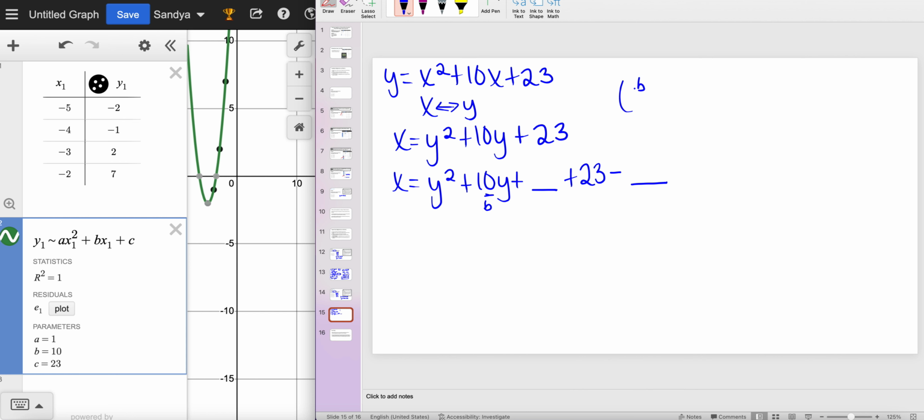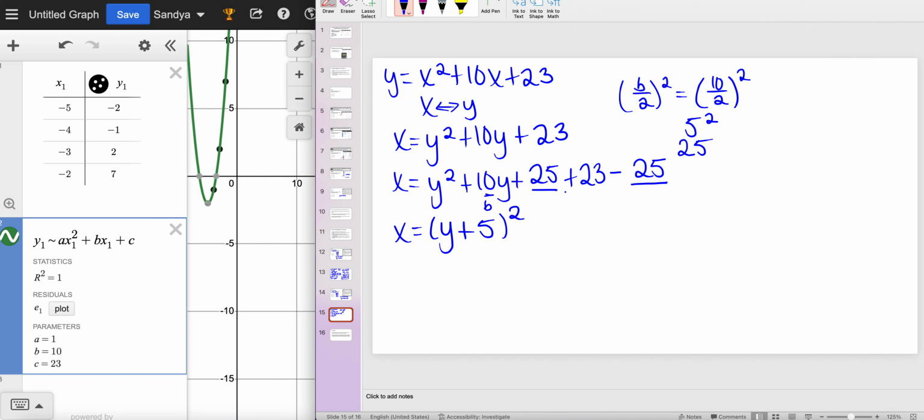So I'm going to take that b divided by 2 and square it. I have 10 divided by 2 and I square that. 10 divided by 2 is 5, and 5 squared is 25. So I'm going to add 25 here, which means that I'm going to subtract 25 over here to balance everything out. Now I can write this as x equals y plus, and then b divided by 2, so that's y plus 5 squared. Then I have 23 minus 25, which gives me minus 2.